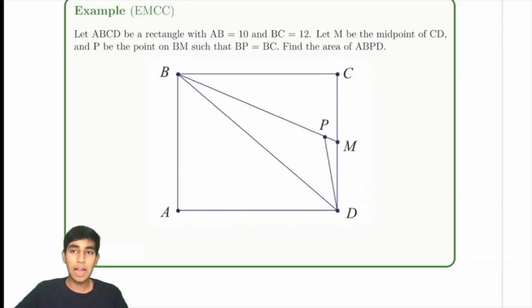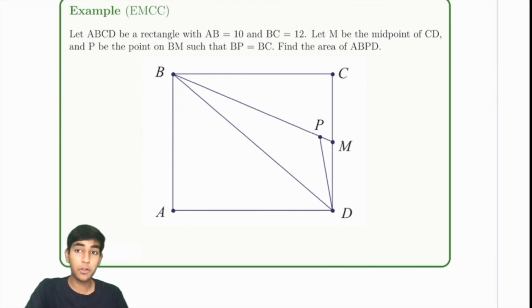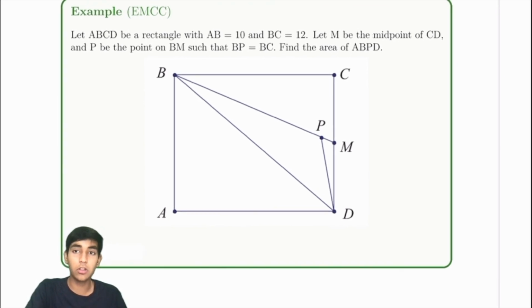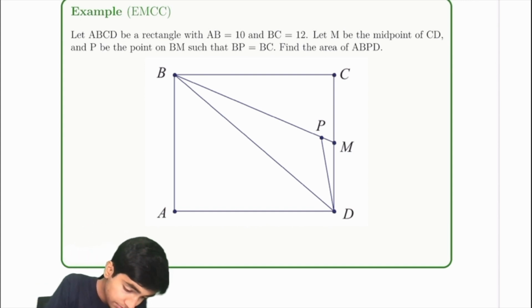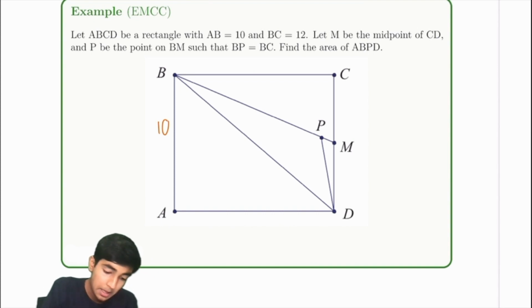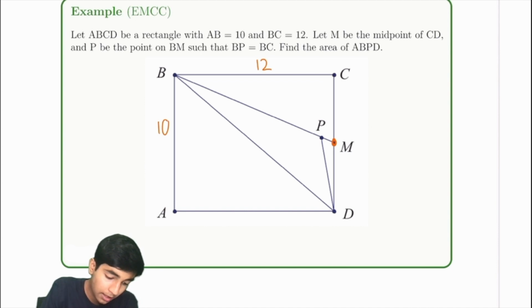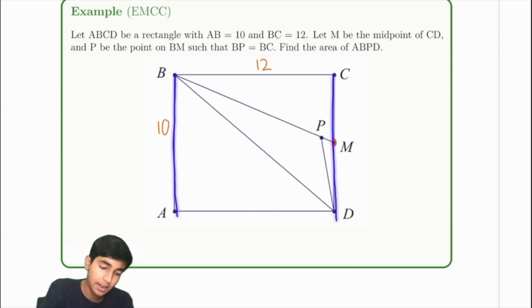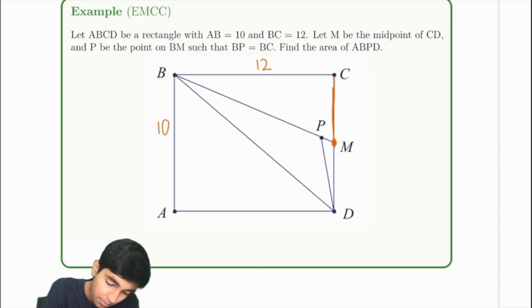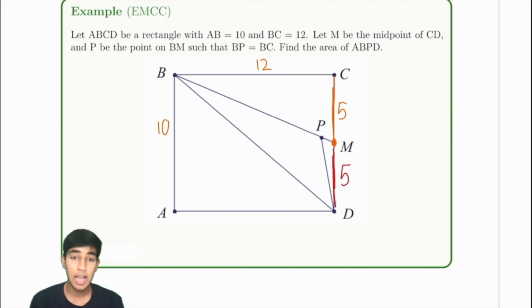Now let's explore another example, one where we have to break quadrilaterals into triangles to solve the problem. ABCD is a rectangle with AB equals 10, BC is 12, and M, okay, let's draw everything out. AB is 10, BC is 12, M is the midpoint of CD. So notice because it's a rectangle, 10, 10. So therefore, this part must be 5, and this part must also be 5, because there's a midpoint.